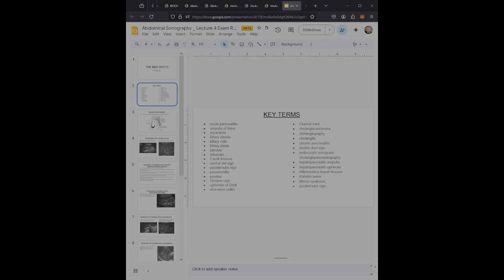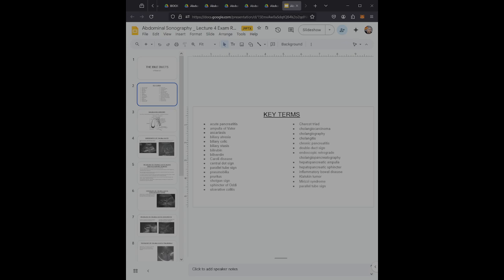Charcot triad: fever, right upper quadrant pain, and jaundice. That is the triad associated with cholangitis. Cholangiocarcinoma is a primary bile duct cancer. Cholangiography is a radiographic procedure in which contrast is injected into the bile ducts. Cholangitis, inflammation of the bile ducts.